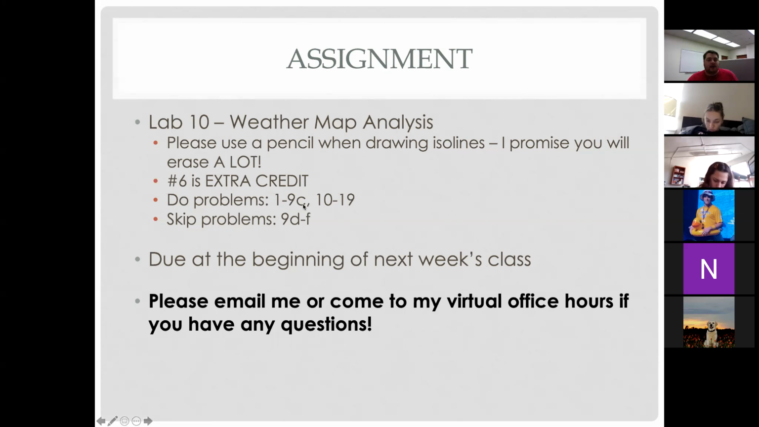You're going to do all of the problems up through 19, except for number 9. If you go to number 9 on page 112, you'll see there are 6 different parts. You don't have to do D through F. So on number 9, only do A, B, and C, and then you'll go through number 19. You'll do all of the questions except for 9 D, E, and F. And then you don't have to do a review question this time either. It's due at the beginning of next week's class as normal.